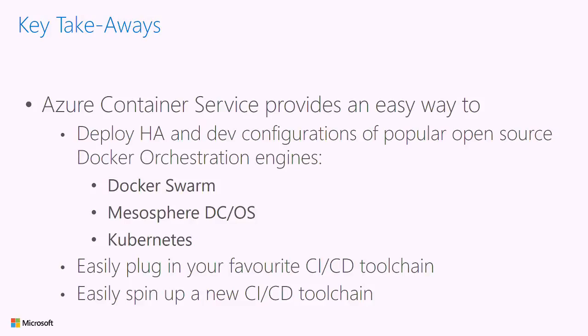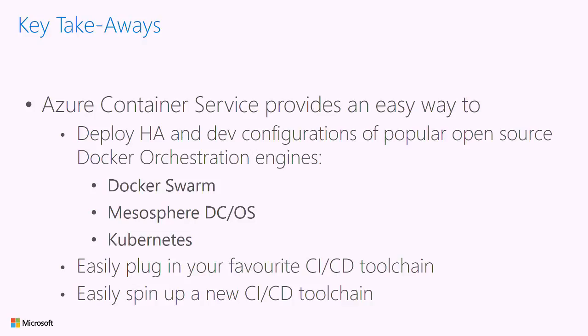And with that, just to sum up what we covered, which was how to look at Azure Container Service, an easy way to deploy Docker Swarm, Mesosphere DCOS, or Kubernetes on Azure. And we also had a look at deploying Jenkins as a CI/CD tool chain, and then creating a CI/CD pipeline that integrates Azure Container Service, Jenkins, and Azure Container Registry. And that's me. So any questions?